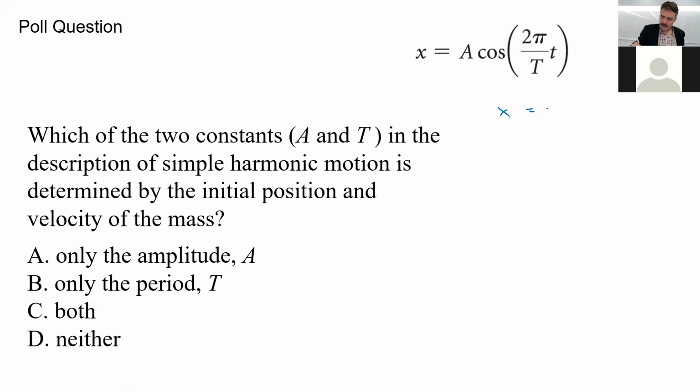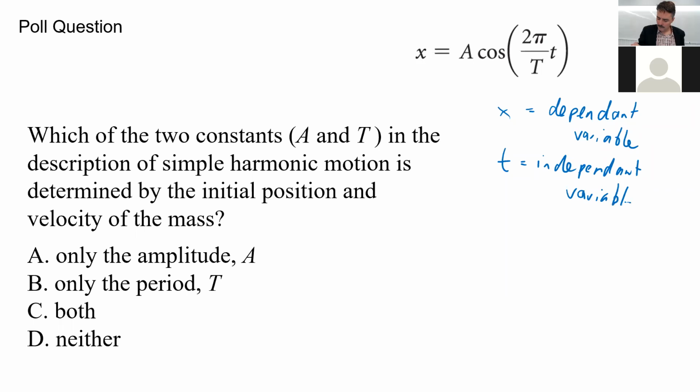Another way of putting it is like X is the dependent variable. Right? And T is the independent variable. And A and T are constants of motion.